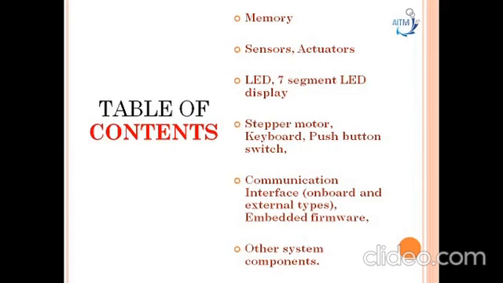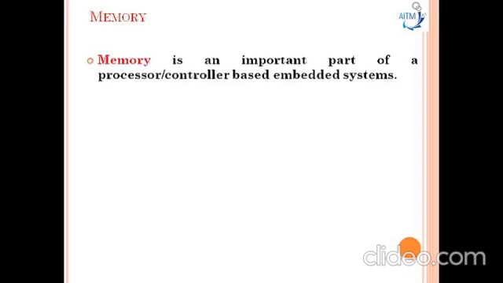Now going to the first topic, that is memory. So why do we require memory? Memory is used to store the data or the program here. Memory plays an important role in processor or controller based embedded systems here, and it can be on-chip memory or off-chip memory here.